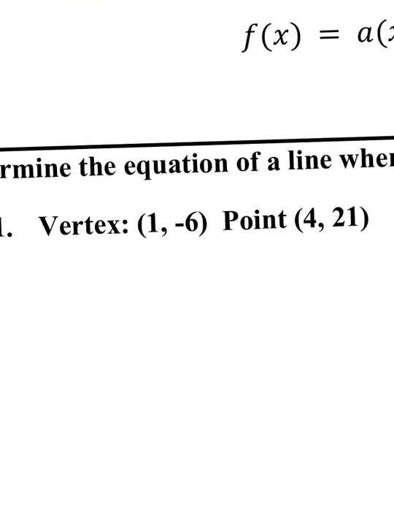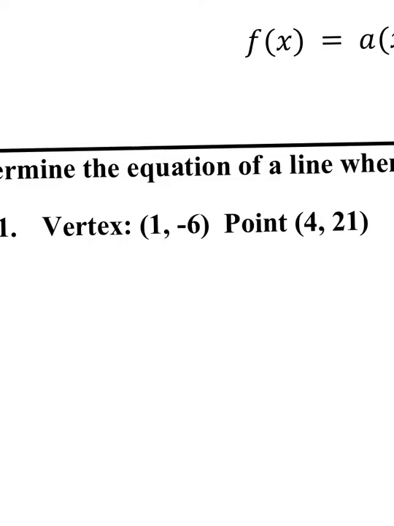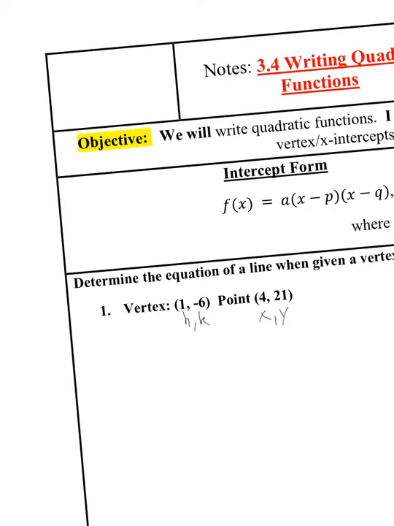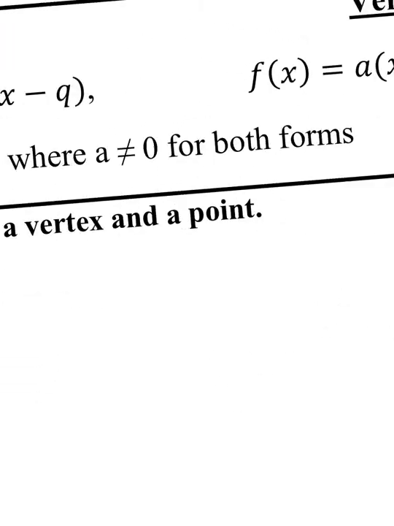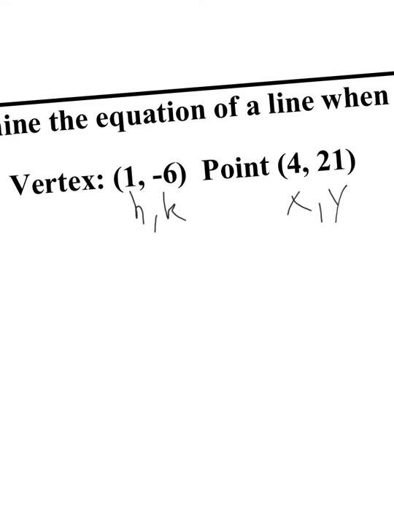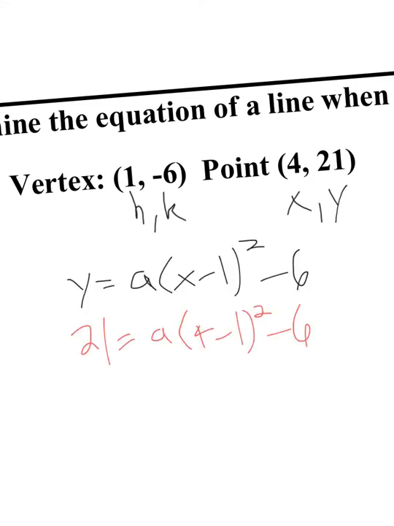So remember, your vertex is h comma k, and your point is x comma y. So you're going to be plugging in for everything. So this is what I mean. Here's your vertex form in case you forgot. In this first step in black, I just plugged in my h and my k. And in the second step, I plugged in the x and the y as well.